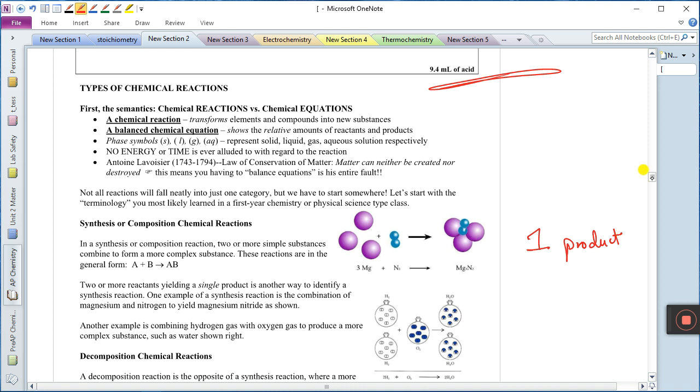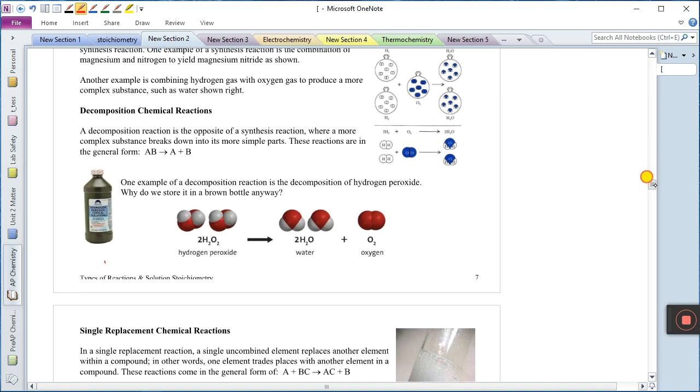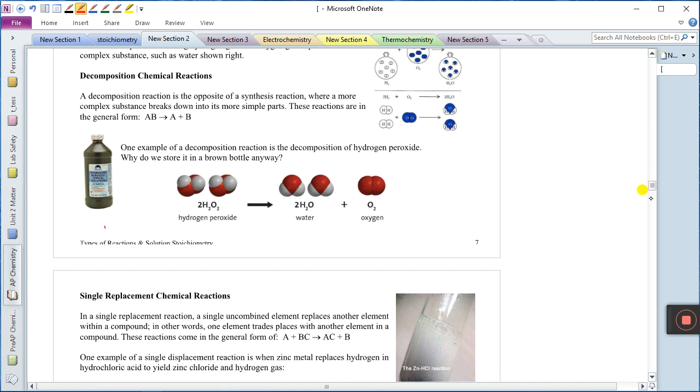Alright. Our next type, which is also pretty easily distinguished, is decomposition. What's the big distinguishing feature? Yeah. 1 reactant. It could be more than 2 products potentially, depending on what it decomposes into, but 1 reactant means it is decomposition. Those are usually pretty straightforward.